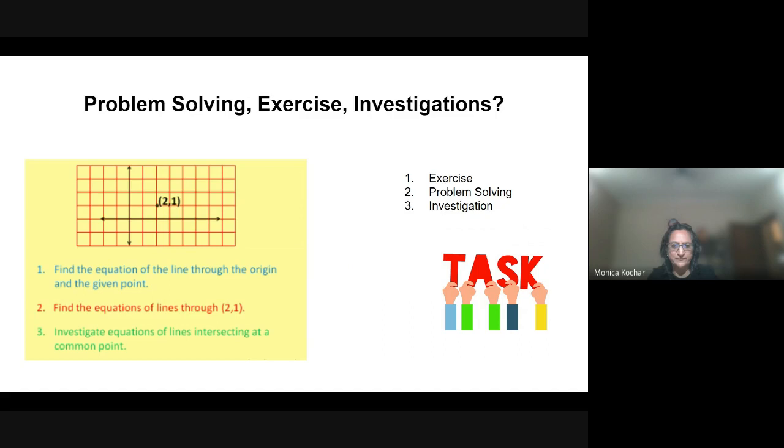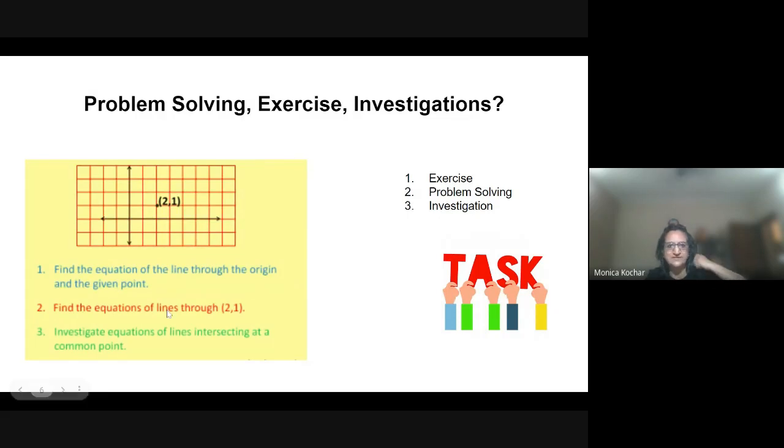Your answer is close to what my answer is, but please understand there are no perfect answers here. Every answer is going to be debatable in open-ended spaces. So the typical exercise question is find the equation of the line through origin and given point. So you find the slope, you do your formula, and you get the answer. Second one is find equations of all possible lines which pass through 2, 1. So slightly more challenging because you can get more than one answer. And yes, ma'am, thank you.